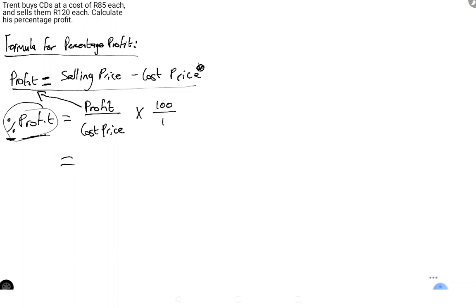So I'm going to write this on the right hand side, and I'm just going to follow everything. Now we are calculating the profit. That is selling price. We hear that Trent is selling the CDs at 120, so let's write 120. And what did it cost him? Trent buys CDs at a cost of 85. So Trent bought CDs at 85 rands.